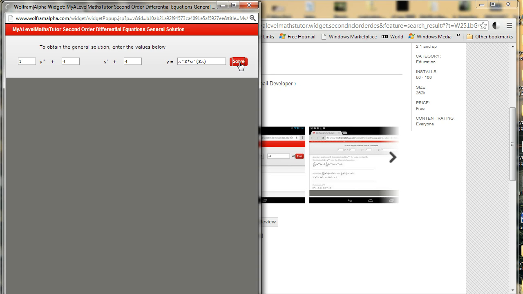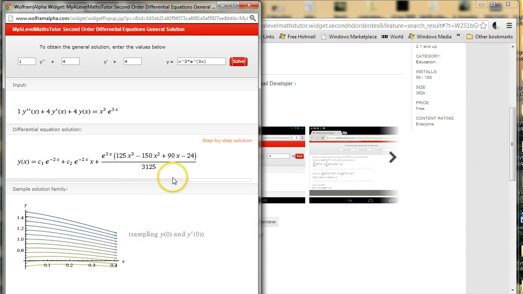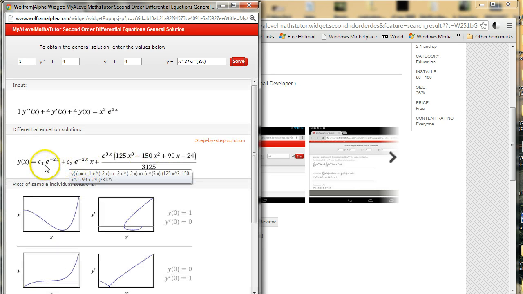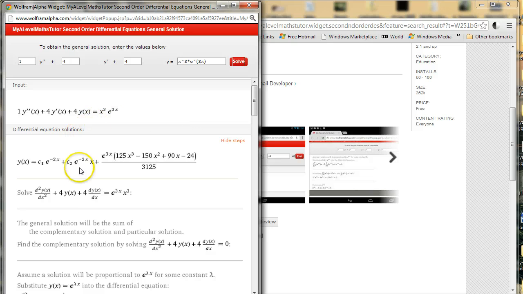Let's have a look at this then. So here's the solution, but we want it step by step, don't we? So let's have a look at the step by step solution. The input was correct. x cubed e to the 3x was the right hand side. So here's the solution, and we're asked to solve this equation here. Basically we want the complementary function, the yh, and the yp, the particular solution, don't we?